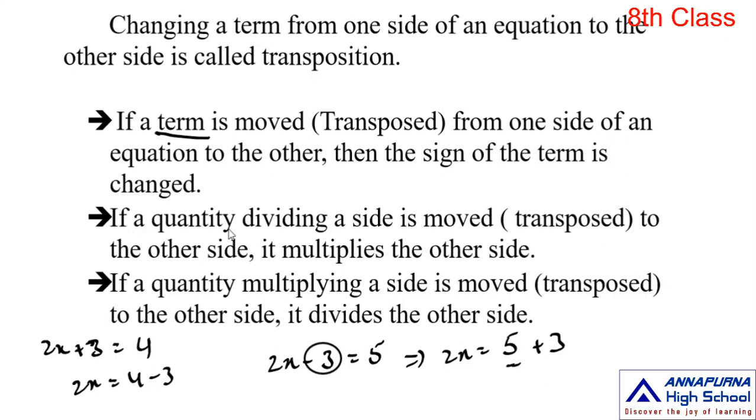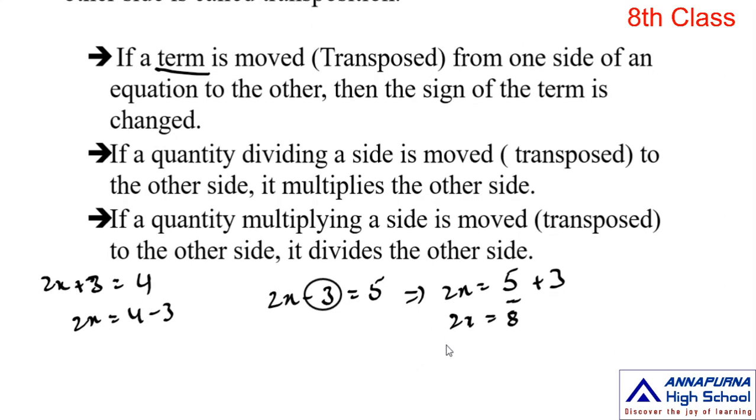And if a quantity dividing a side is moved to the other side, it multiplies the other side. That means, for example, here 2x is equal to 8. Here 2x is equal to 8. Now to find the x value, next which one I transpose to right side?